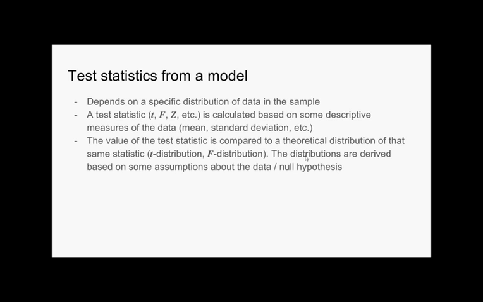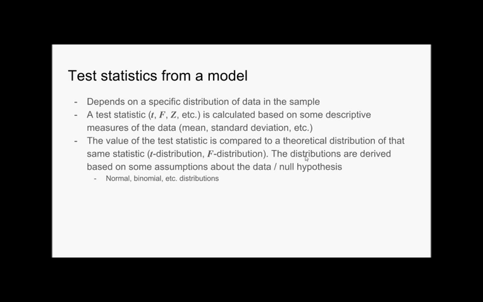Now, the value of the test statistic is then compared to a theoretical distribution of that same statistic, and those things are referred to as the t-distribution or the f-distribution. These distributions are derived based on some assumptions about the null hypothesis. And if you're really interested in how these distributions are derived, Wikipedia is a great resource. The derivations are great, but they're a little bit outside the scope of this lecture.